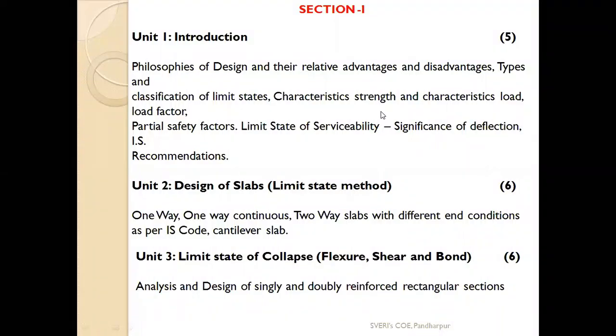Characteristic strength is nothing but this: if you break all these 100 cubes on a CTM machine, 95 cubes and above show you the strength. If the concrete cubes are made of M20 grade, then at least 95 cubes must show the strength of M20. That is the meaning of characteristic strength. Am I clear?